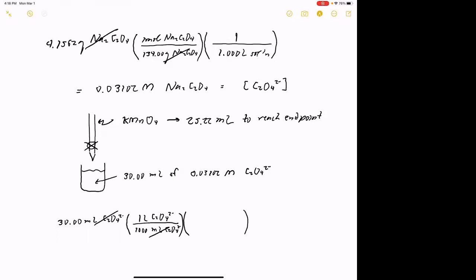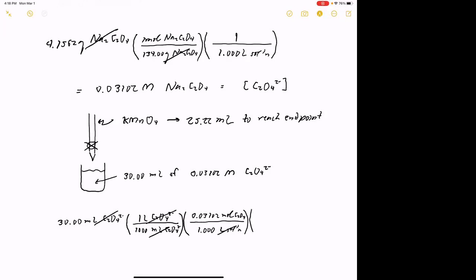Now what do I want to do? I want to get to moles of it, right? So now I can multiply by the molarity, can't I? And I know the molarity because I made the solution up to a known concentration. So for every 1.000 liters of solution, I've got 0.03102 moles of C2O4. Notice what happens: liters will cancel with liters. I'm still good to all four of my sig figs here.